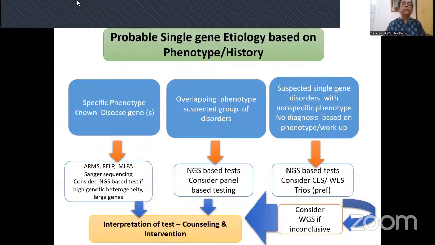So here the example would be something like tuberous sclerosis, where you know that renal involvement may be there and there are two genes which are big genes. Here NGS-based testing may be more useful rather than doing Sanger sequencing of the whole gene.